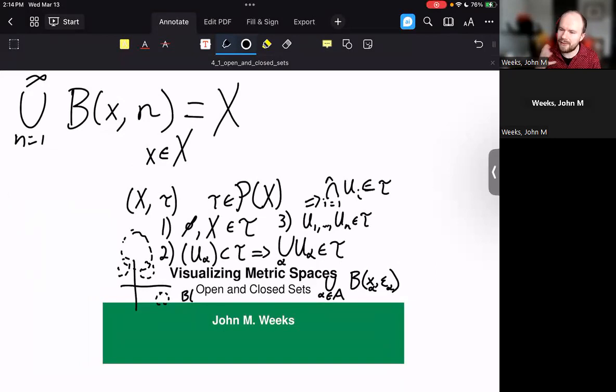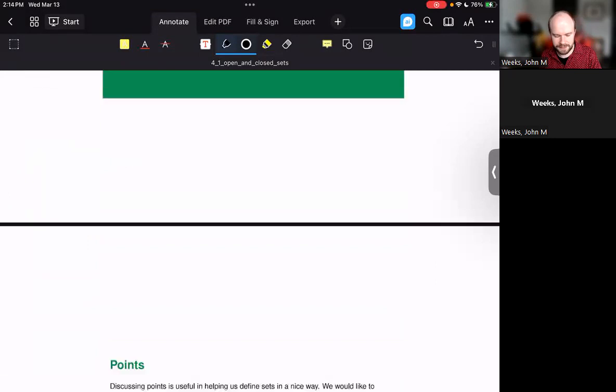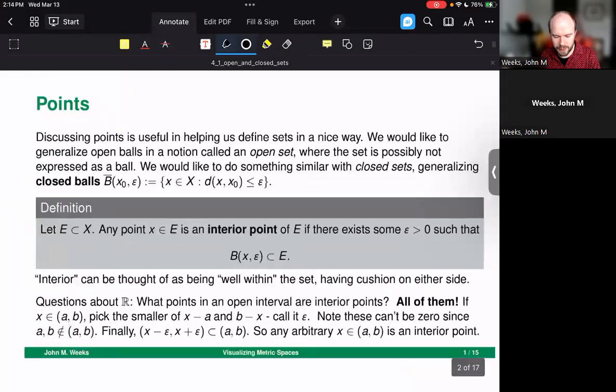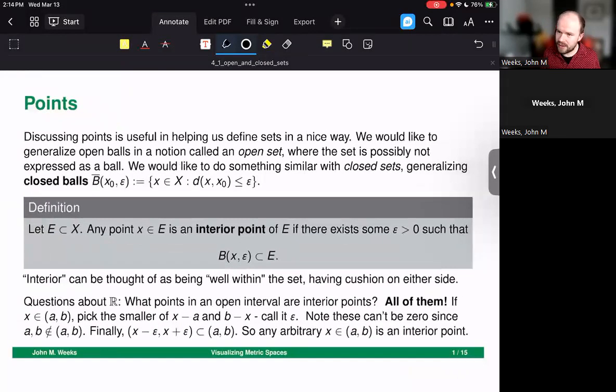And we're going to talk about how this works in terms of the interior points of a set. So let's do that real quick. The interior points of a set are going to be all of those for which there is some open ball around that point, such that that open ball is contained entirely within the set. So x is inside of this open ball, and that is contained entirely within this set.